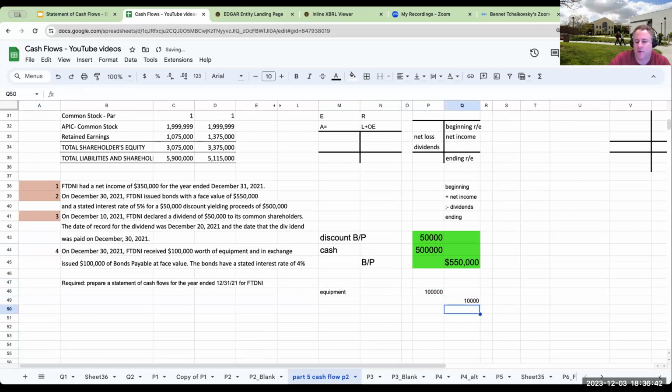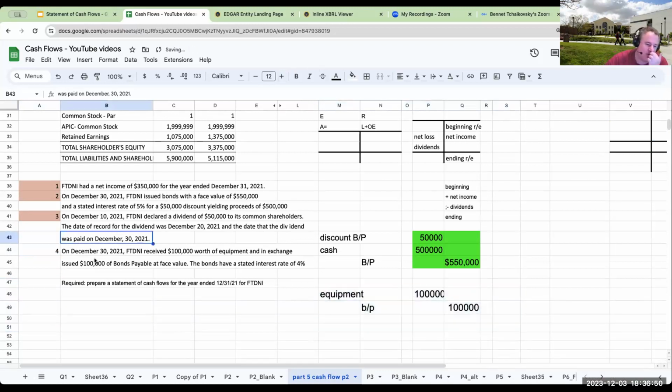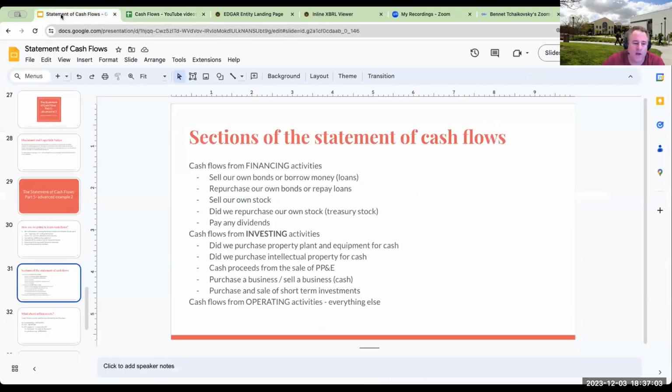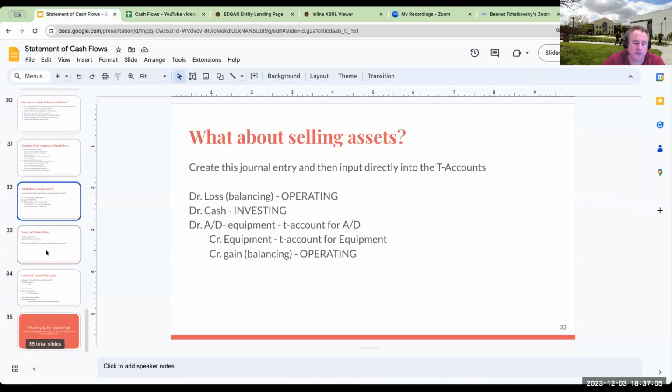And I'm getting that equipment by issuing a bond. Okay. So for this one right over here, I received $100,000 worth of equipment. I issued a bond. This is what we call a non-cash transaction. Very, very important. What do I do with non-cash transactions?